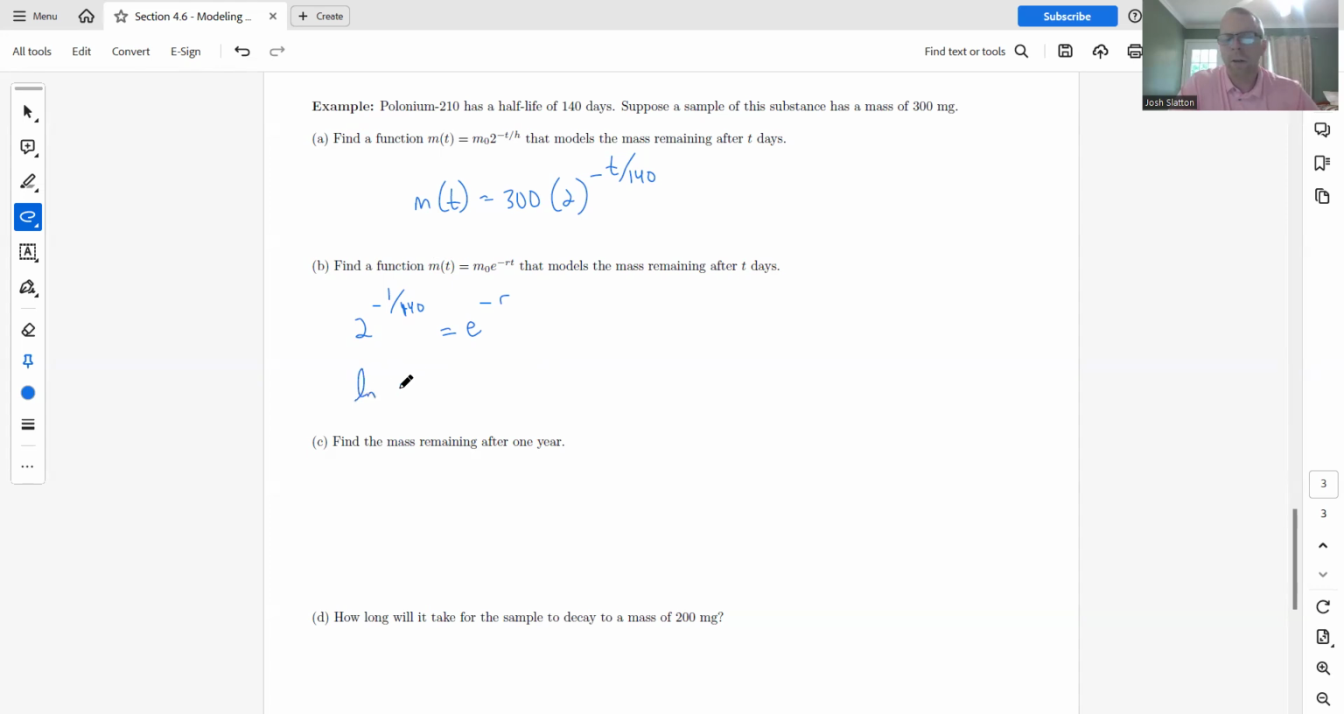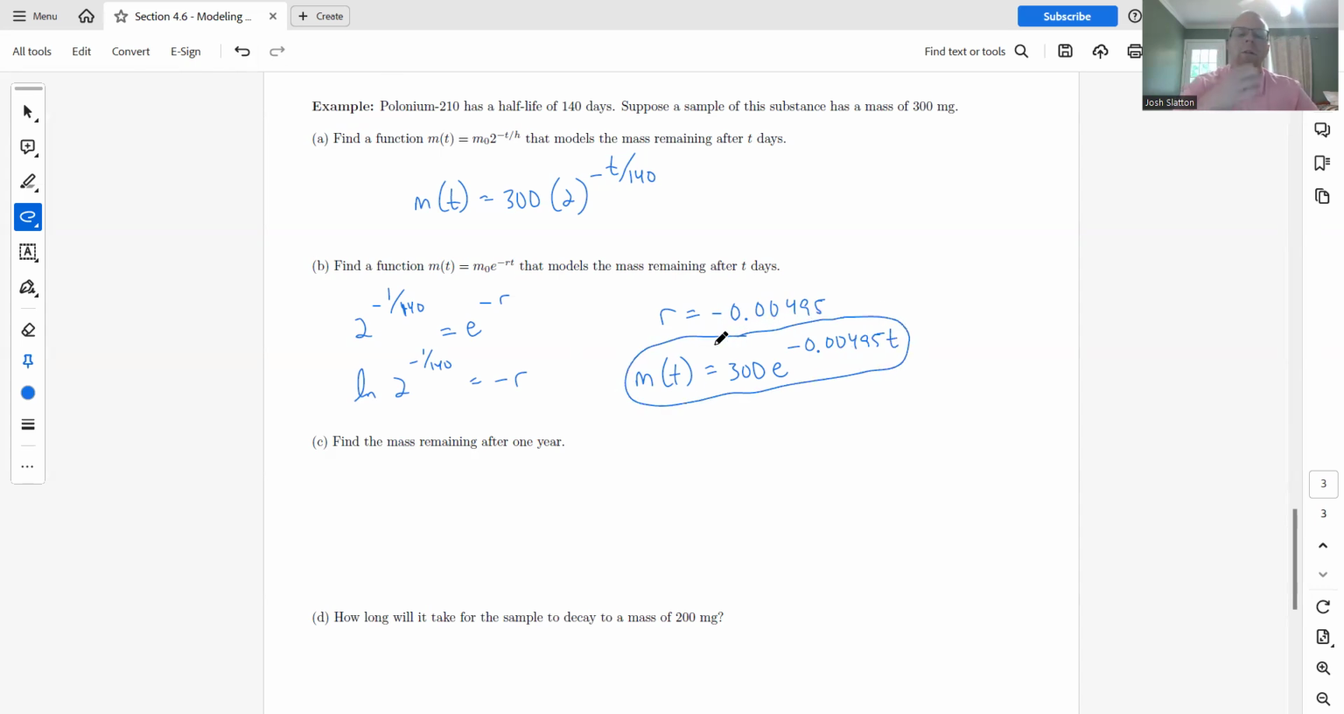Or ln of both sides. So we have ln of 2 to the negative 1/140th equals negative r. And then you can bring this down, or put it in that way. It doesn't matter, but you should get r equals negative 0.00495. And so that makes our formula m of t equals the initial amount, 300, e to the negative 0.00495t. So that is our formula.